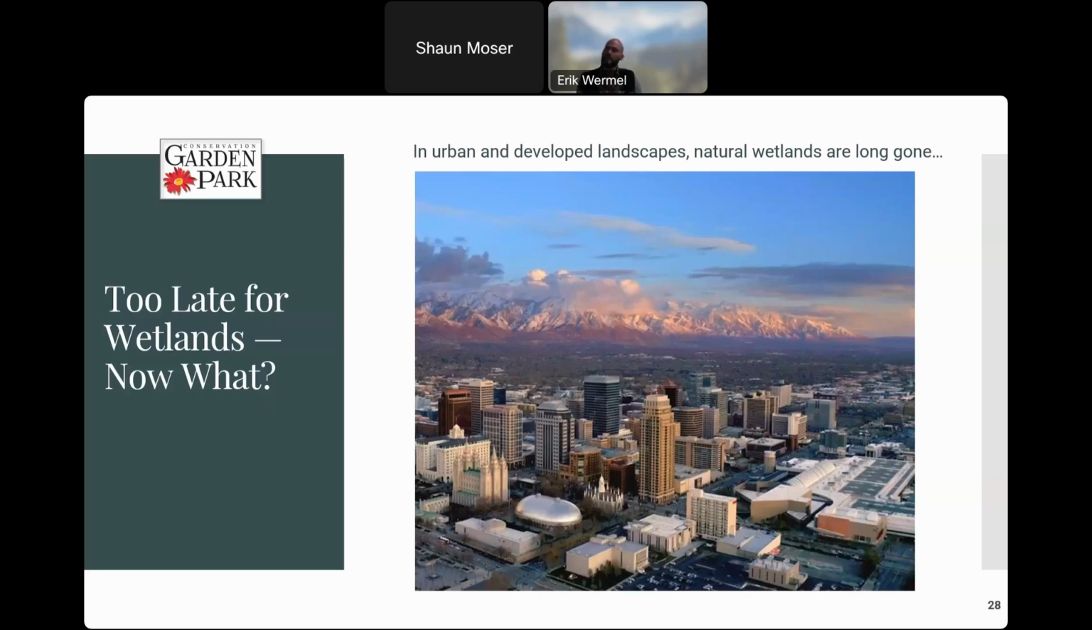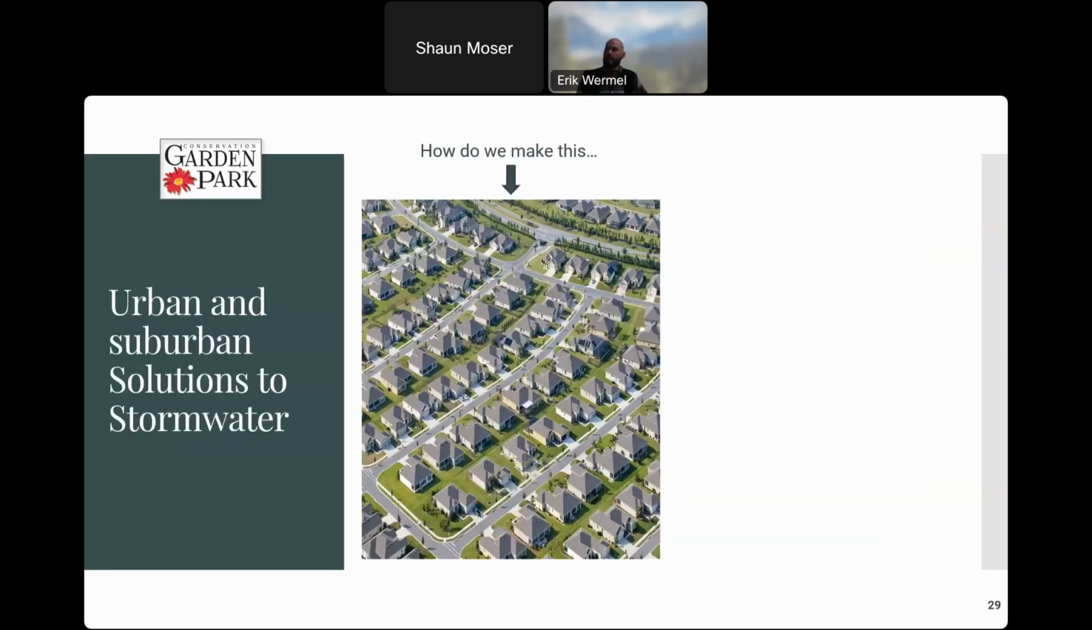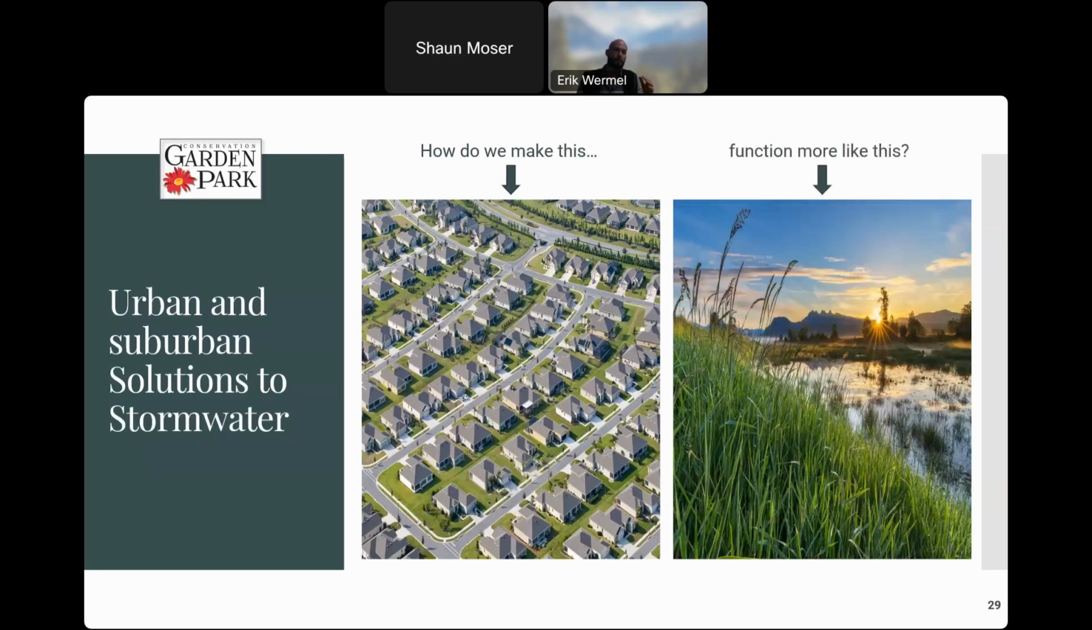So since 1700, we've lost approximately 87% of the world's wetlands, and the rate of loss is accelerating as population increases. So between 1970 and 2015 alone, we lost 35% of the remaining natural wetlands. So how do we make a neighborhood like this, with its roads, rooftops, lawns, and storm drains, begin to function more like this?